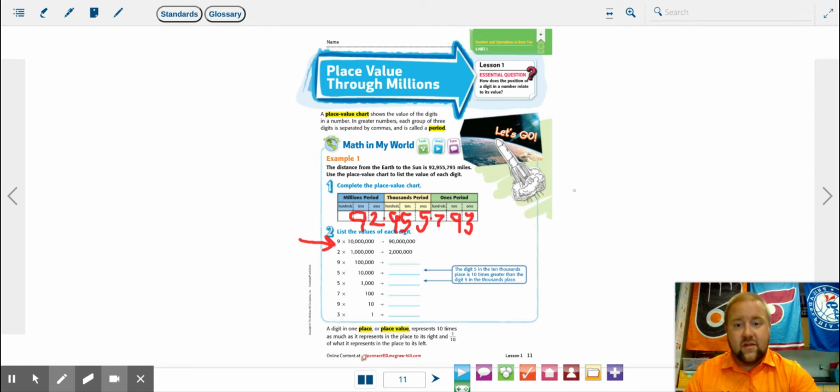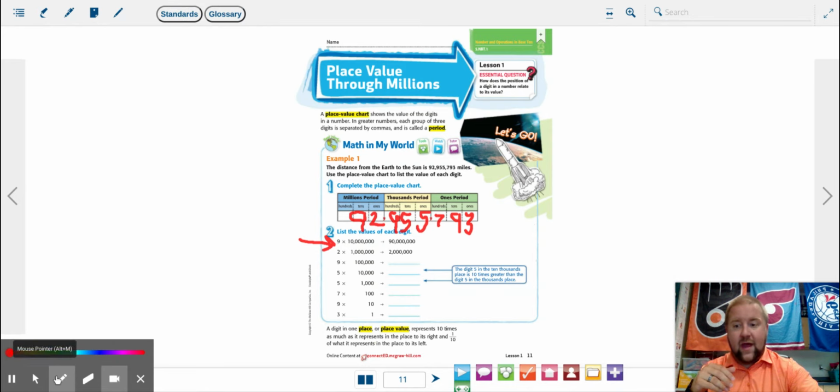And then when we want to ask the value of the digit, that is how much is the digit actually worth? Okay, so I might have, in this example, a 9 in the tens place. The digit is the 9. The place is the tens. But the value of that digit is actually 90 because I have 9 tens, 10, 20, 30, 40, 50, 60, 70, 80, 90. Okay, so that's where we're going to be learning about that more today.